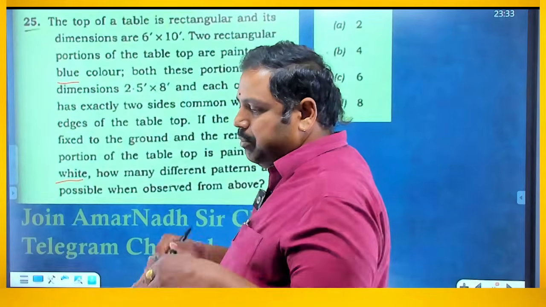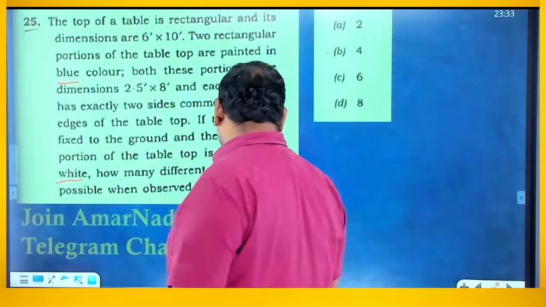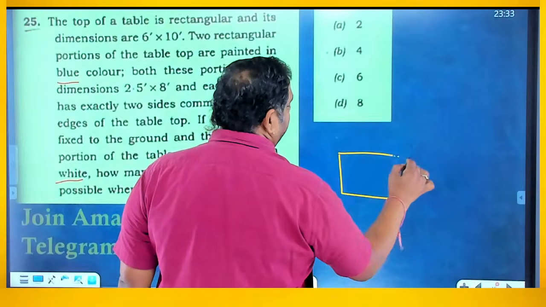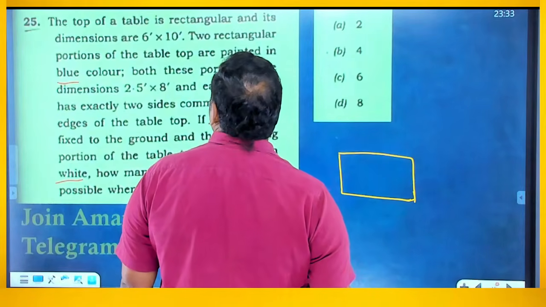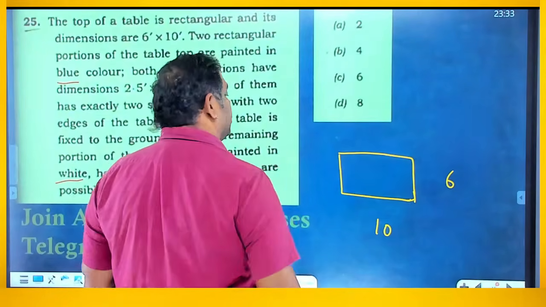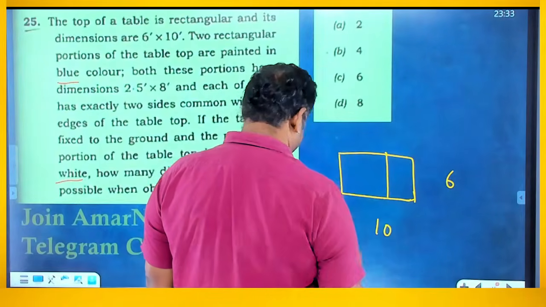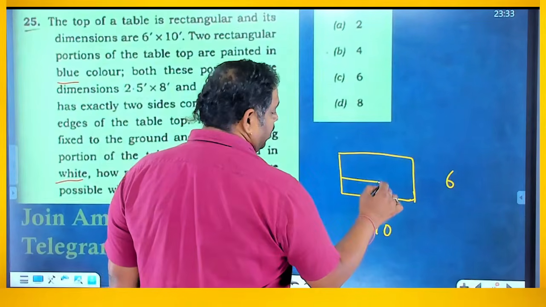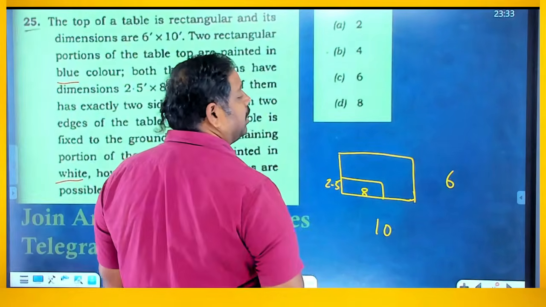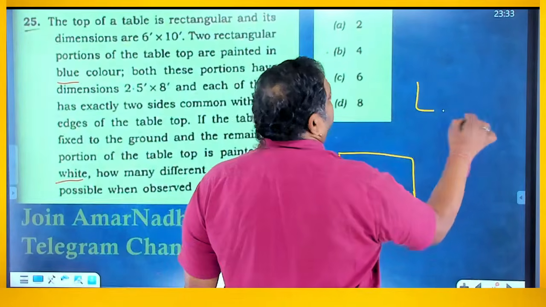That is the table. From the above, if you observe, how many different patterns you can observe, he is asking. What is the mistake that the students will do? I'll explain. This is the table, the dimensions are 6 and 10. This is 10 and this is 6. 2.5 by 8 means this side is only 6, that's why you're unable to take it like this. Definitely you have to take it like this only. This is 8 and this is 2.5.